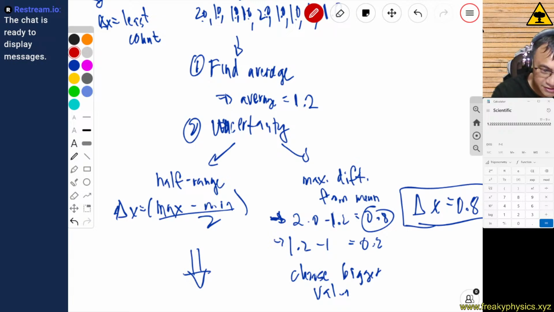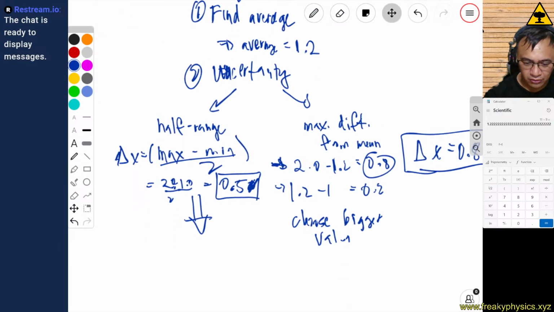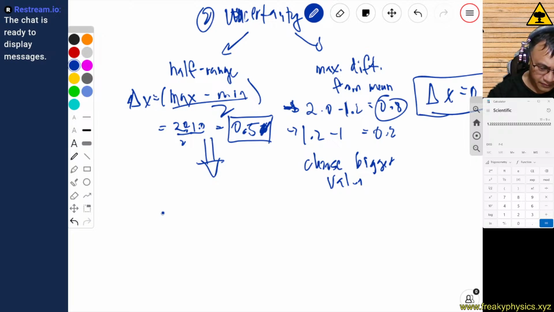0.5. So in this case, let's just write that here. This is going to be 2 minus 1 over 2, 2.0 minus 1.0 over 2. That's going to give us 0.50, or 0.5. So our value here will be 1.2 plus or minus 0.5.